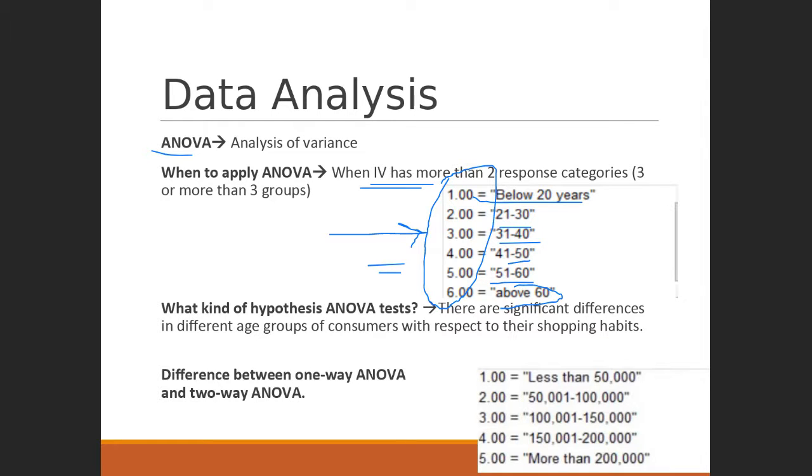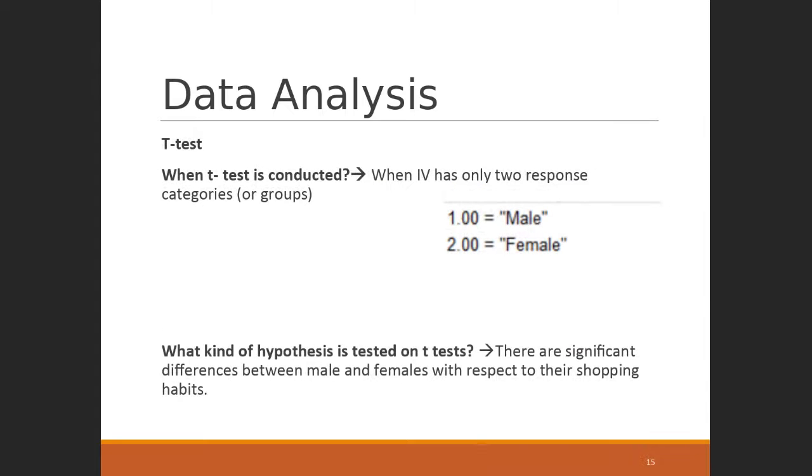Whenever your IV is measured on a nominal scale and it has more than two response categories, like six response categories, which means it has six groups, we will use ANOVA. And whenever your IV is measured on a nominal scale and it has only two groups or two response categories, we will use t-test.